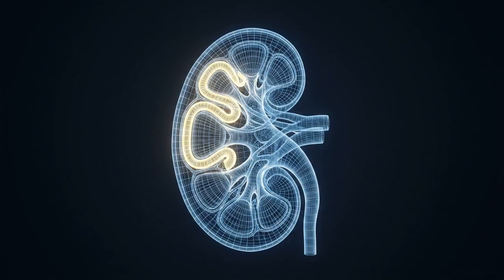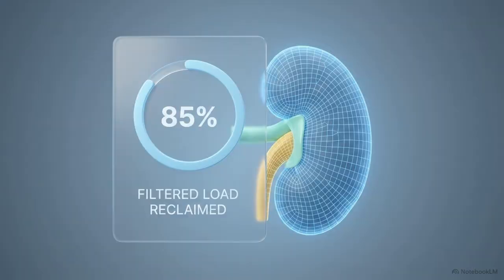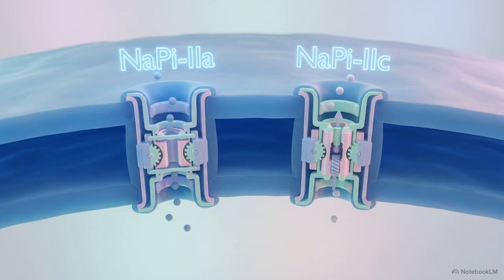The human framework defends this 1% margin through the kidney. The proximal convoluted tubule is the primary gatekeeper of the systemic phosphate pool. This tubule reabsorbs up to 85% of the filtered load. It utilizes specialized sodium phosphate cotransporters, NAPi-2a and NAPi-2c, to reclaim the mineral from the urine.